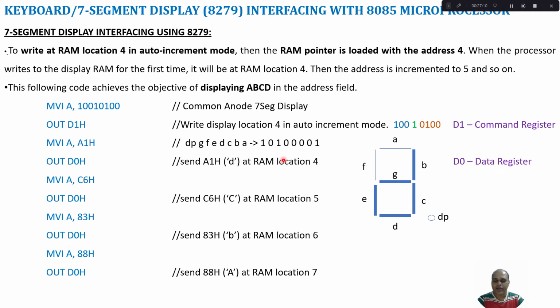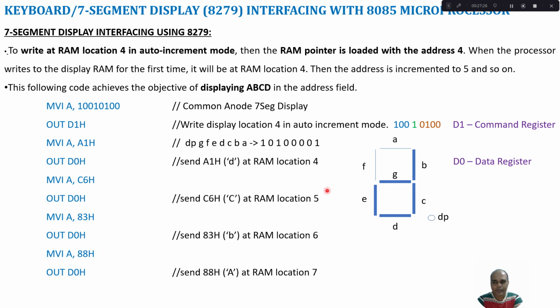So in RAM location 4 we have character D, RAM location 5 we have character C, RAM location 6 we have character B, and RAM location 7 we have character A. So that is how the data is written onto the display RAM.